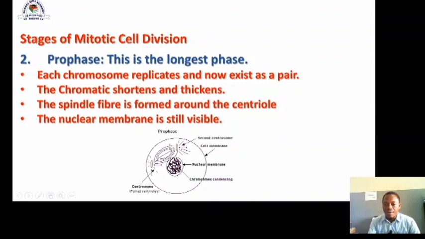Now we have this centriole responsible for the cell division, and then we have the spindle fiber trying to be moved towards the opposite pole.